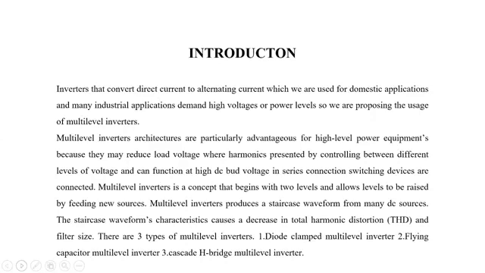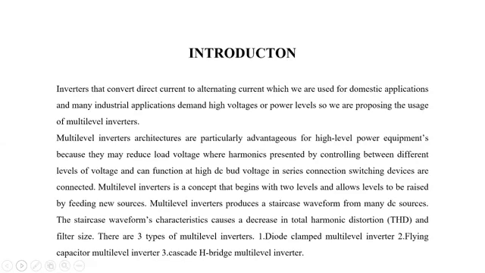Introduction. Inverters convert direct current to alternating current, and are used for domestic applications and many industrial applications that demand high voltages or power levels. So we are proposing the usage of multi-level inverters. Multi-level inverter architectures are particularly advantageous for high-level power equipment because they may reduce load voltage harmonics by controlling between different levels of voltage, and can function at high DC bus voltage. In series connection, switching devices are connected.